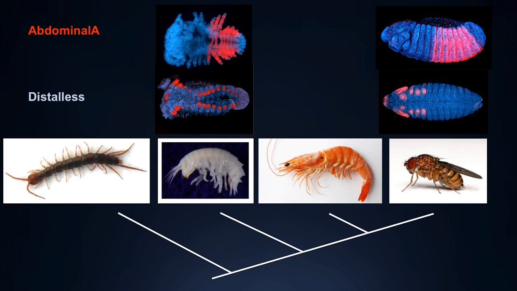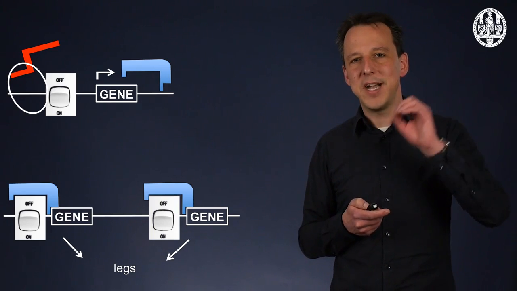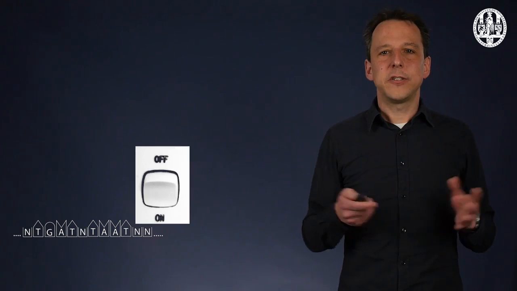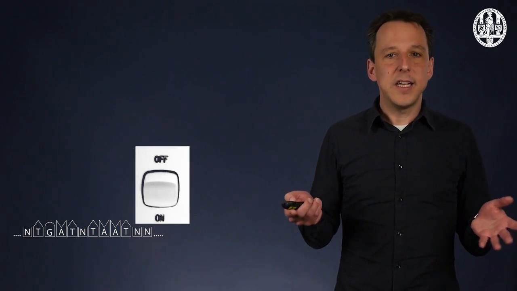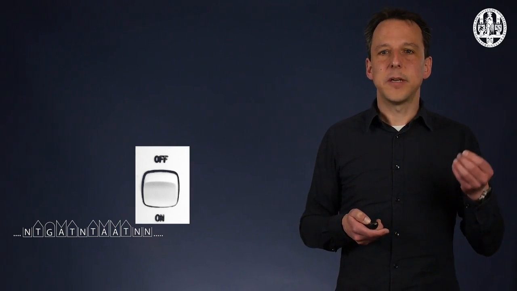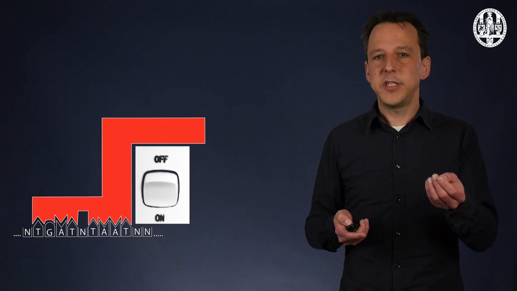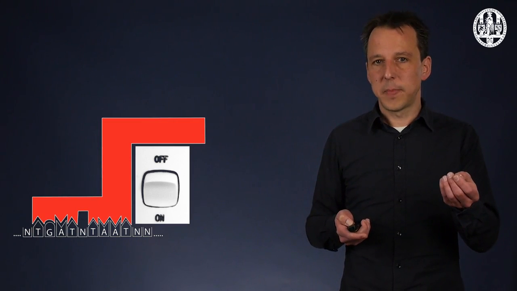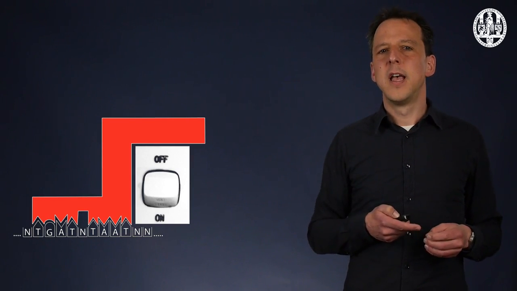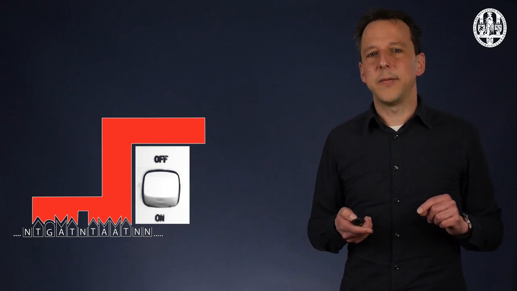Well, to find an answer to that question, we must have a closer look here, to where abdominal A binds to the switch of distalis. Now, switches are also just DNA sequences, and the DNA has certain chemical properties, here visualized like shapes. And transcription factors can bind like a key and lock system to a certain sequence and switch the target gene on or off. Abdominal A is a real off switcher. It switches genes off.